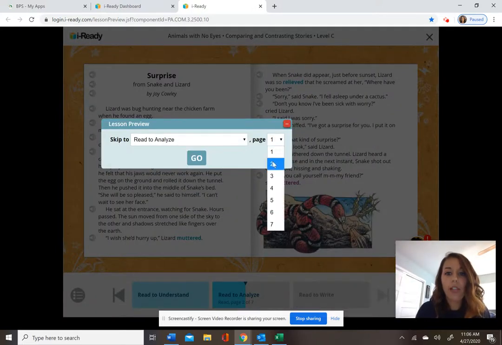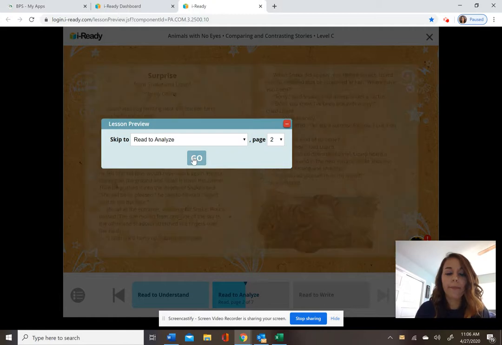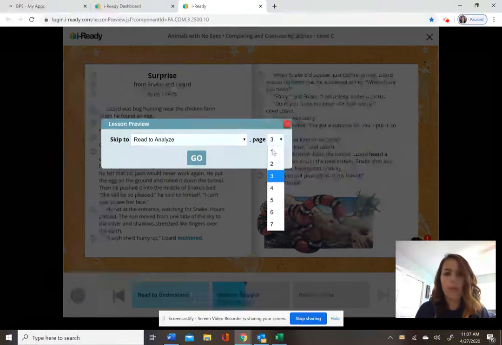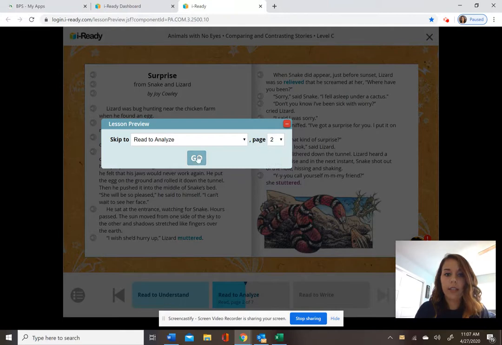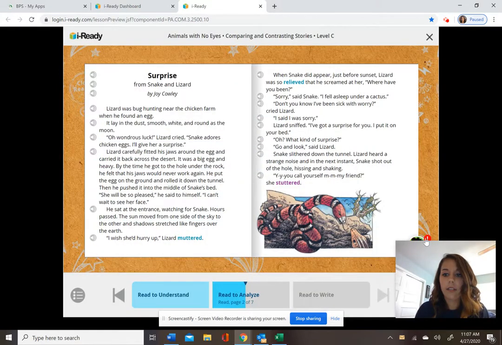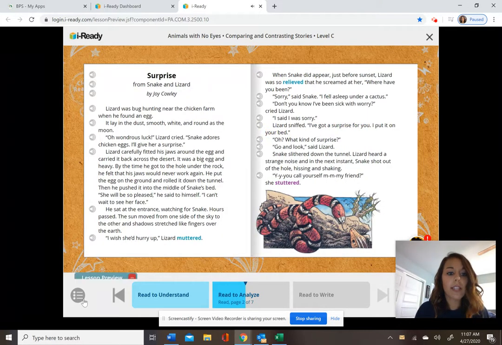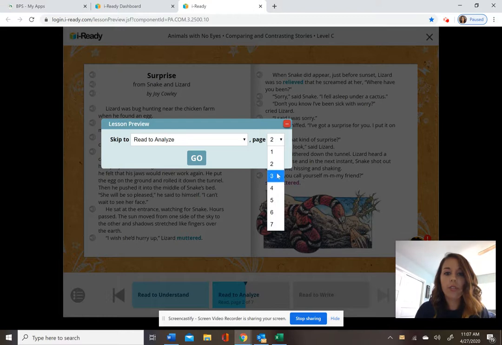So then we'll go to page 2. Oh, whoops, that is page 2. Okay, so we'll go here. I think maybe there is a second question. Let's see. I don't think it is. Okay, so then we're going to the next page. So you'll go to page 3.